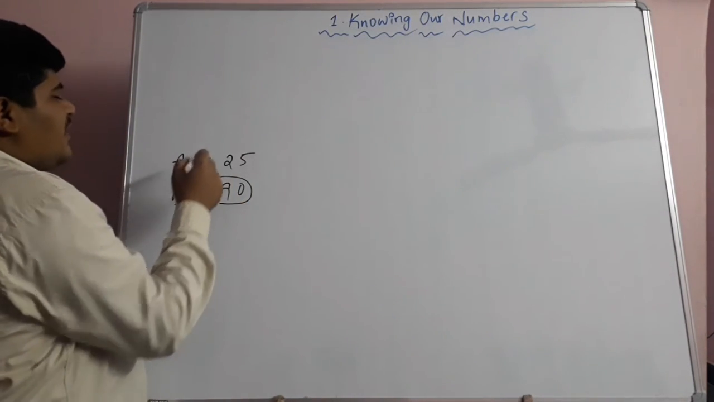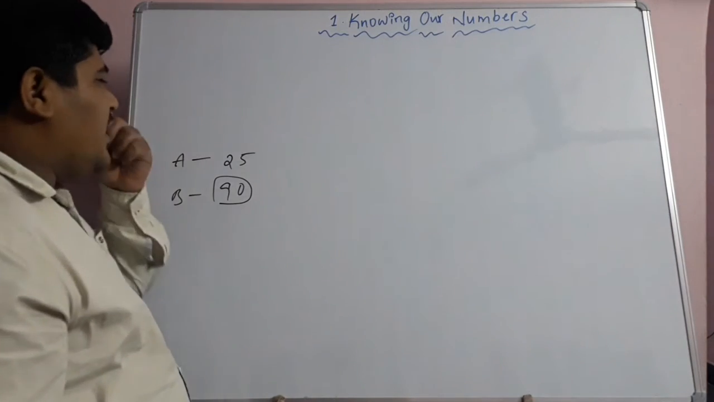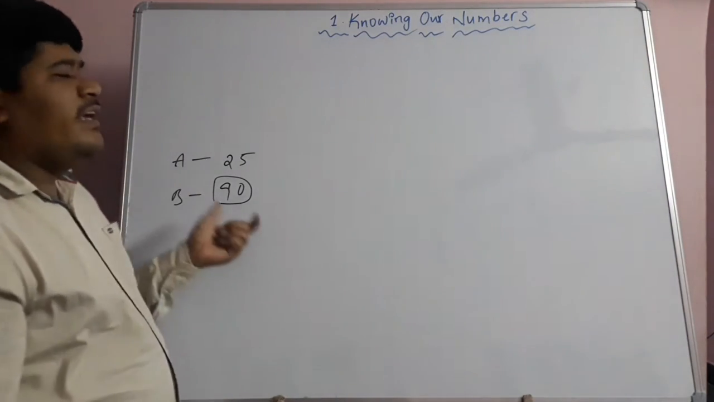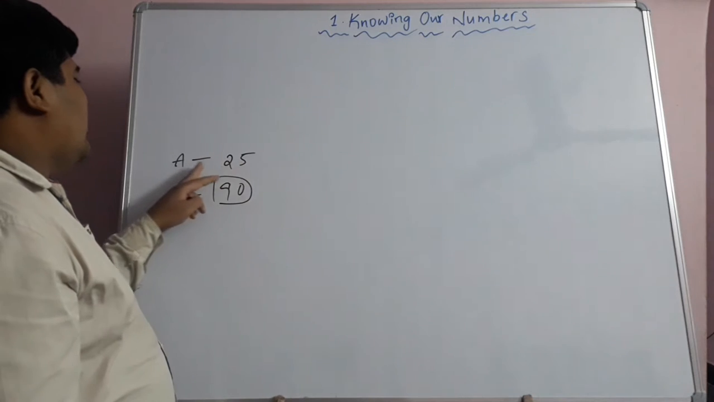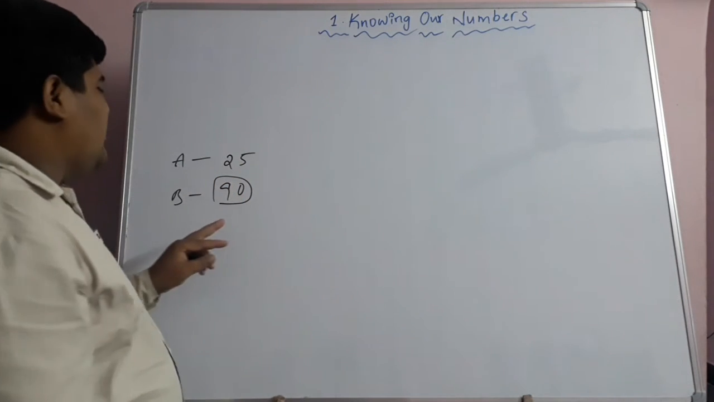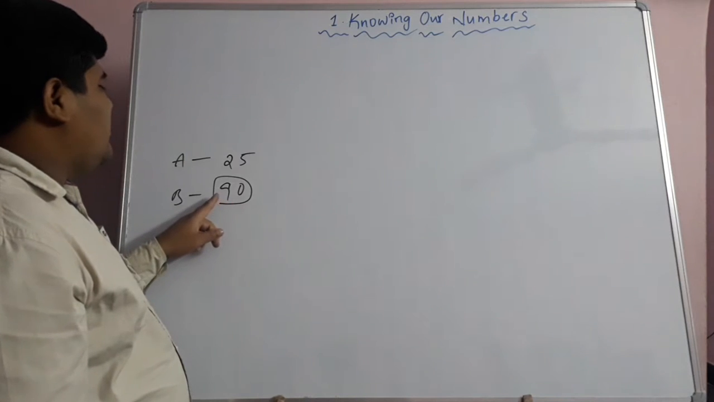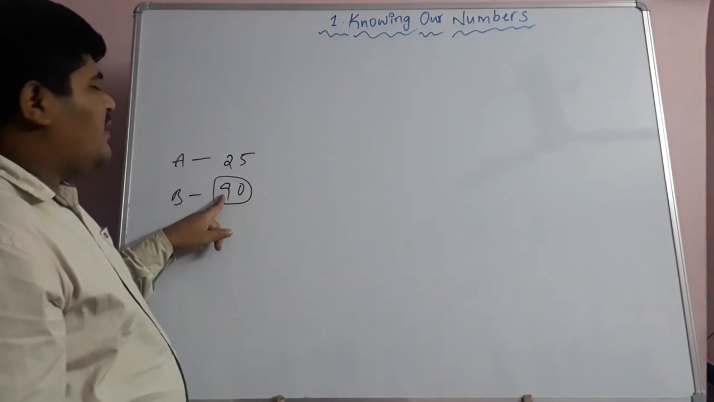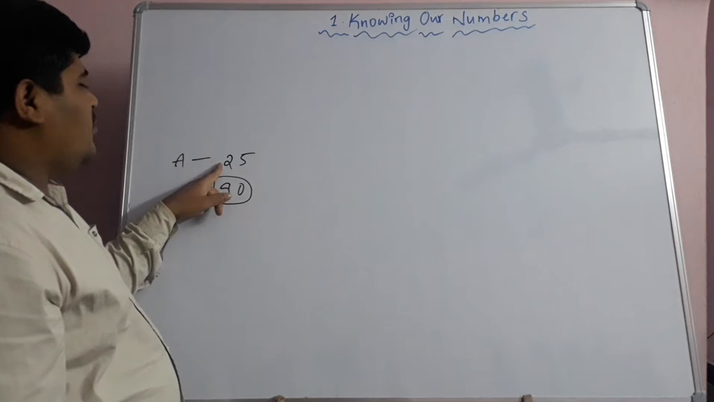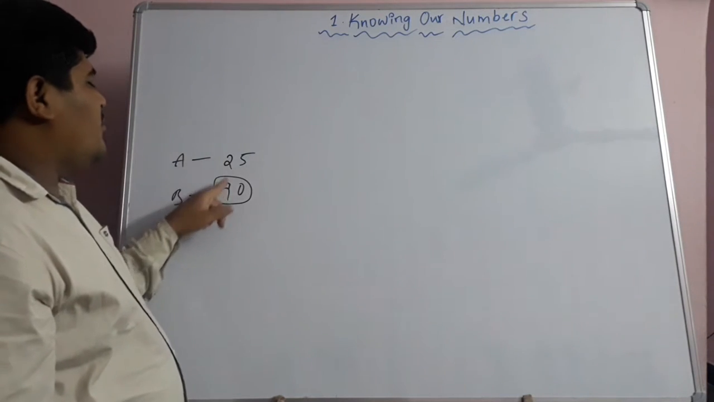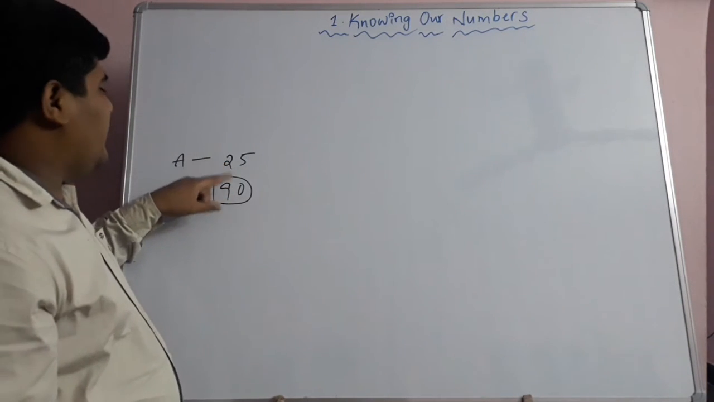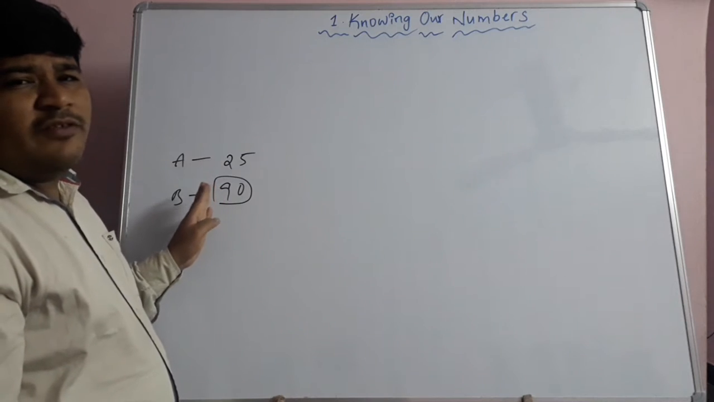So how are we comparing the numbers? First we check whether these two numbers have an equal number of digits or not. Now you have to check the tens digit, children. Here the tens digit is 9, and here 2. So 9 is greater than 2. So 90 is a bigger number than 25. So obviously we will say B is a good student.